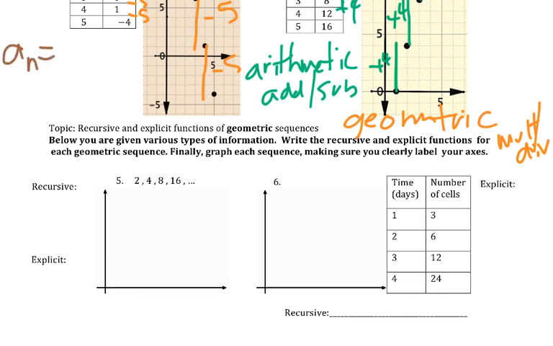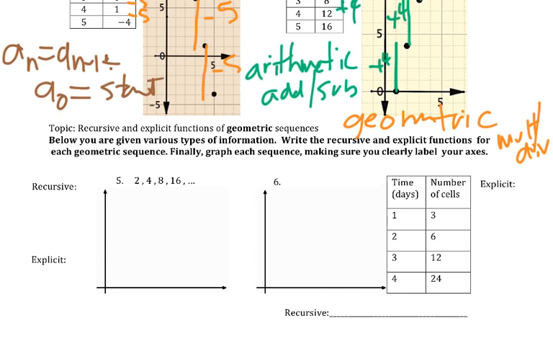The recursive is basically the same format: a sub n equals a sub n minus 1, whether it's arithmetic or geometric. If it's arithmetic, we add or subtract. If it's geometric, we multiply or divide. And then a sub 0 equals our start number.